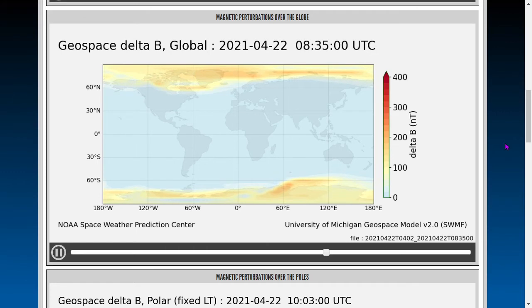And we don't see any significant magnetic perturbations here. No real surprise there, with the coronal hole high-speed wind stream having subsided over the past 24 hours.